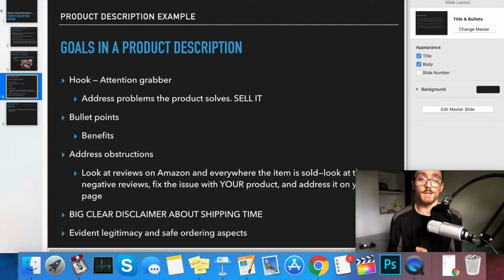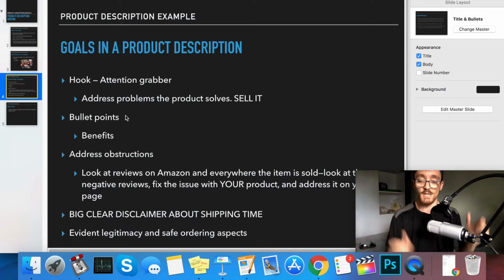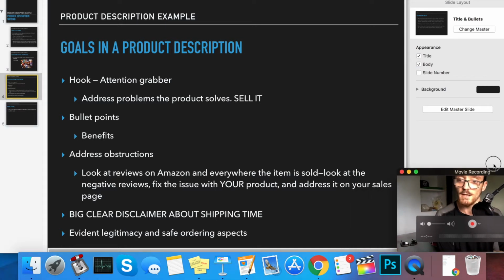So, product description example: some goals that you want to have when you're working on a product description. You want to have a hook. This is the attention grabber, and in the hook you're going to address the problems that the product solves, and it's really going to sell the product. Now I'm going to show you an example of all this. This is something good that you can have. Go ahead and screenshot it if you want for reference later, because these are all the aspects that you need.